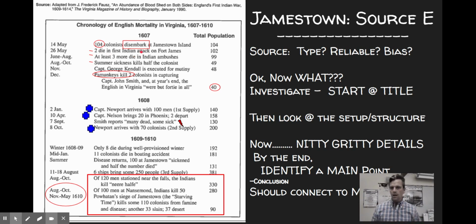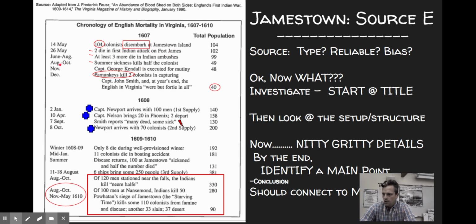So the big deal for document E, or source E, is you want to keep track of the numbers game. So you might want to have a column of cause of death, how many. Let's check this out. So 2 die from an Indian attack. At least 3 more die in Indian ambushes. Well, good news for us mathematicians, or history teachers that aren't mathematicians, we've got 100 people. It's pretty close, so it'll be easy to say what percent it was. So we've got 5 people that die from Indian attacks. So basically 5% start off and die within what? May, June, July, August. Within 3 months, 5 people die from Indian attacks.